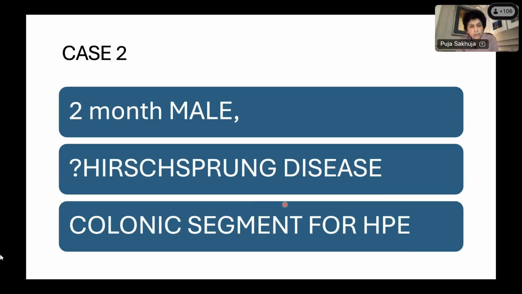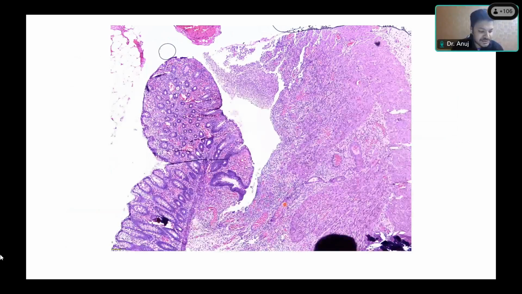Now, the next case was a 2-month male with Hirschsprung's disease, and the patient was operated and a colonic segment was taken out and sent for histopathological examination. Anuj, you want to describe this? Yes, ma'am. I hope you haven't seen the case in the department. No? Okay, so you can describe it then. Section 7 I think showed, this is one of the slides which was shared, right? Yes, ma'am.